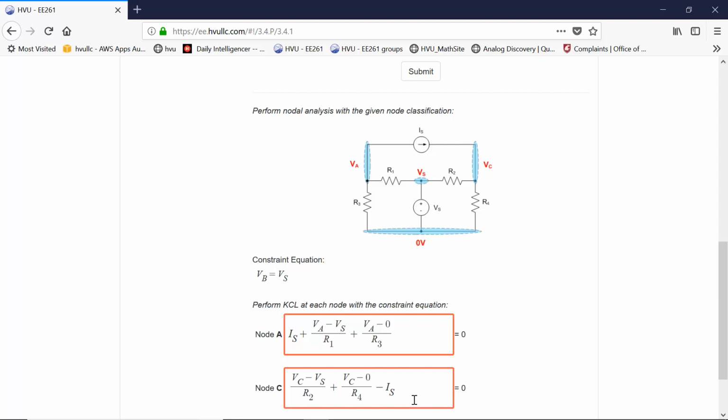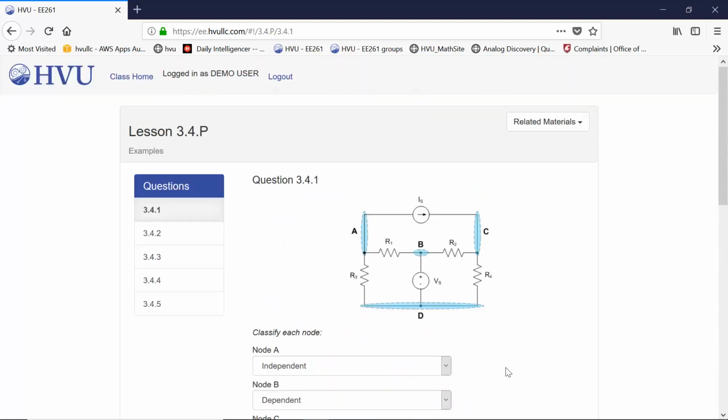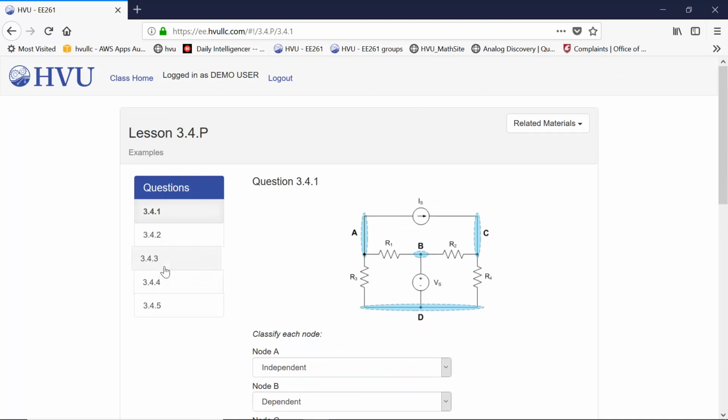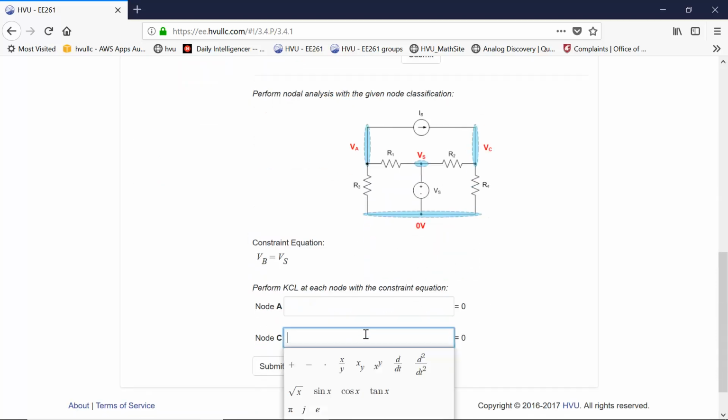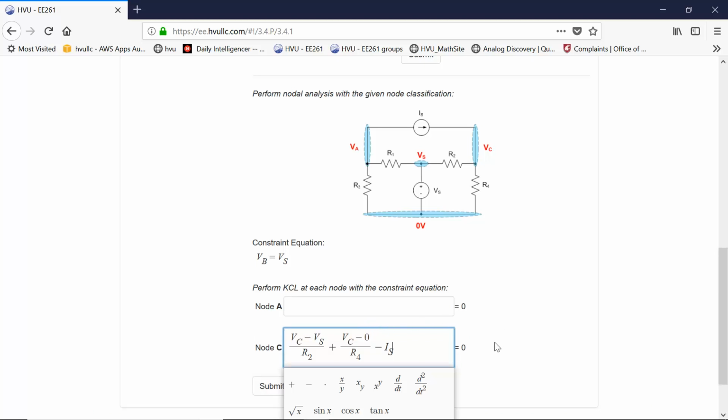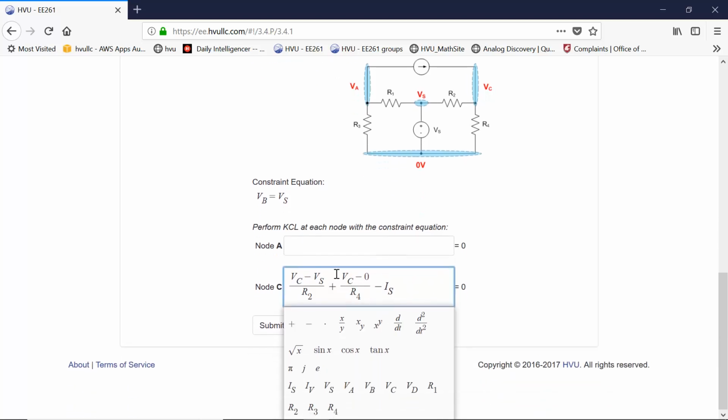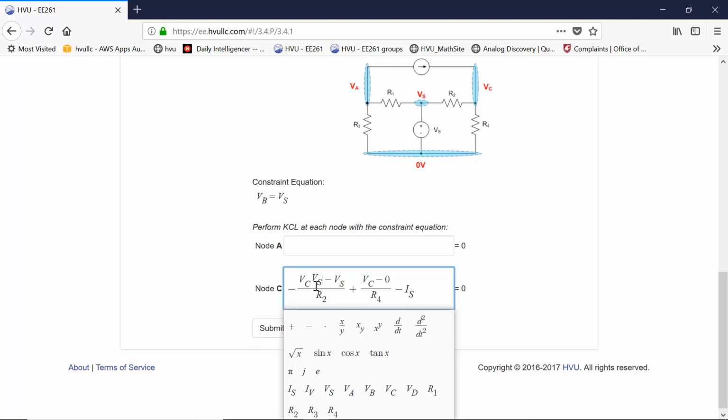These symbolic expressions are also checked for mathematical equivalency. If I copy this equation, Control C, and then go out of this problem and come back to it. Now if I paste this equation in here, let's change this around so it's the same equation but it looks different. I'll change the sign on this term, make this VS minus VC.